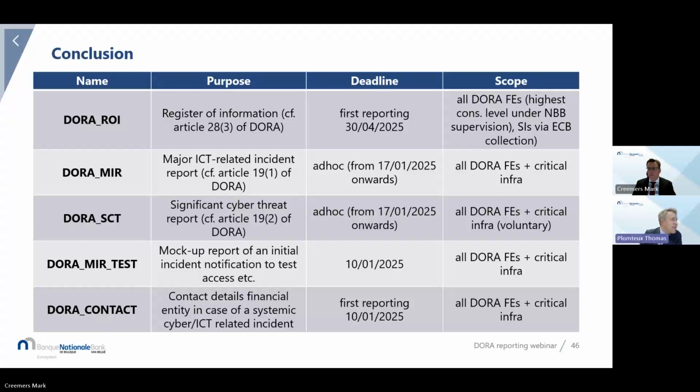Then there was also a question on the deadline for the major incident reporting, but I think we have been clear on that as well. So the idea is clearly that you report as of the 17th of January all your major ICT-related incidents, and on a voluntary basis also your significant cyber threats via this new process. So the deadline of April is not for the major incident reporting, it's for the reporting of the register of information.